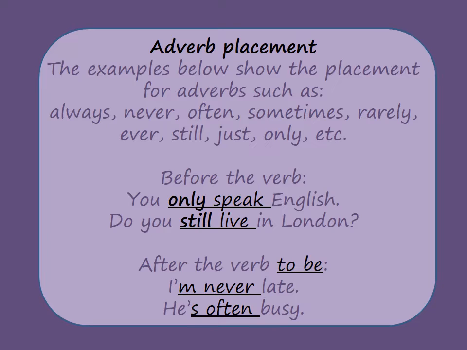And I put it after the verb to be only. For example, I'm never late. So the adverb of frequency, never here, I put it after the verb to be and before any other verb. Like he is often busy. But if I say he often plays basketball, it comes after the verb to be and before any other verb. Let's have some examples together.